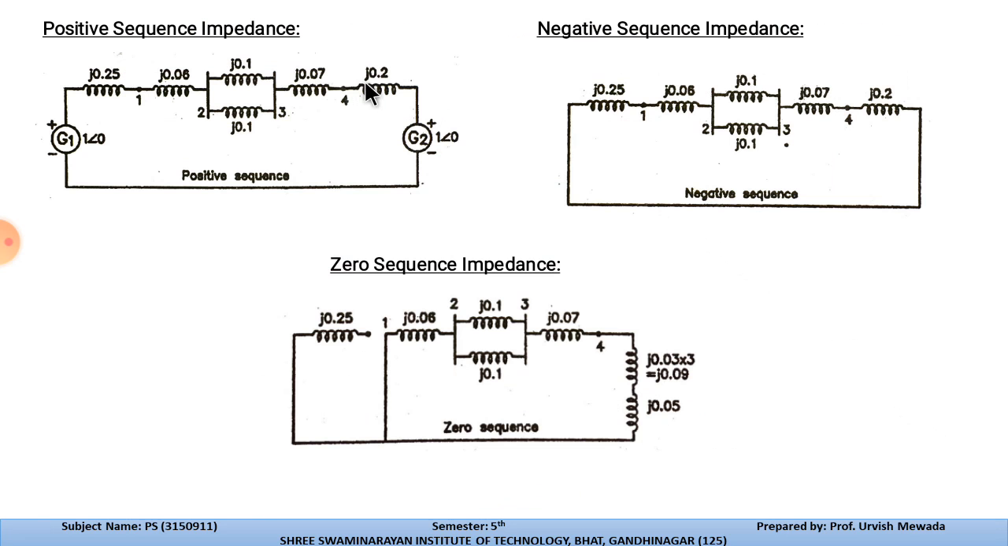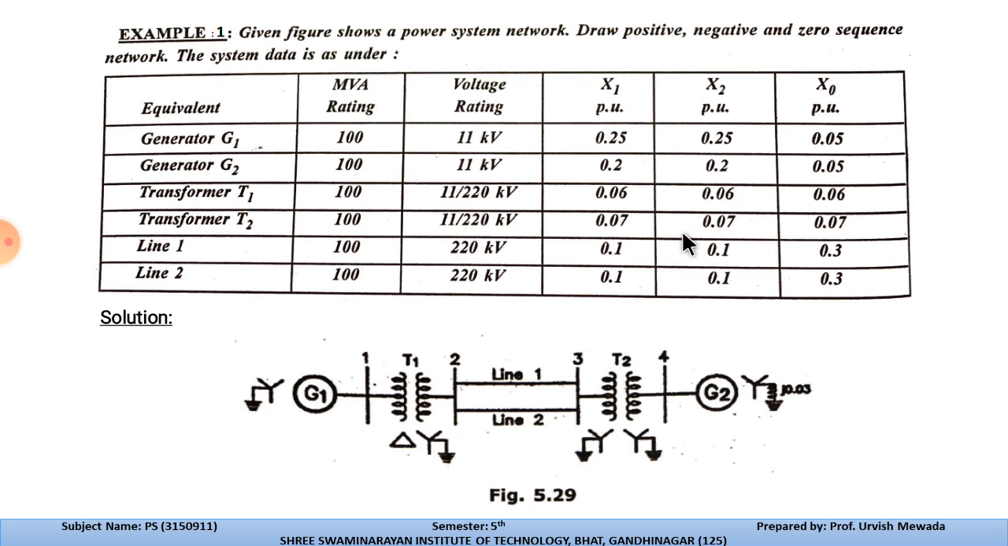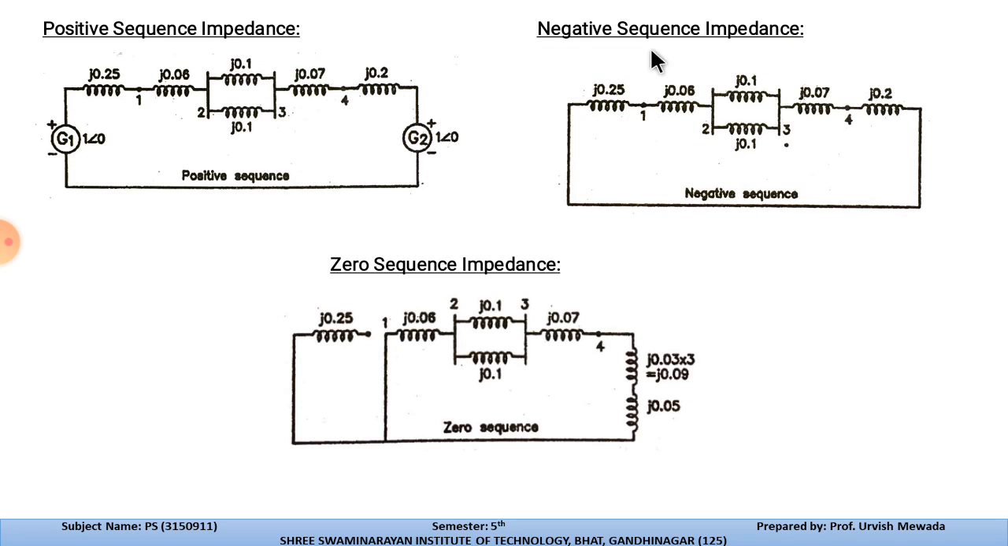Then we have the reactance j0.2 for the given system, and you can see that j0.2 is generator G2. So these are the reactances that we can write from the given data for x1. Now x2 and x0: x2 will be used for the negative sequence and x0 for the zero sequence. Similarly, we can write the negative sequence as well as the zero sequence. And in the zero sequence you can see that the transformer has 0.25.